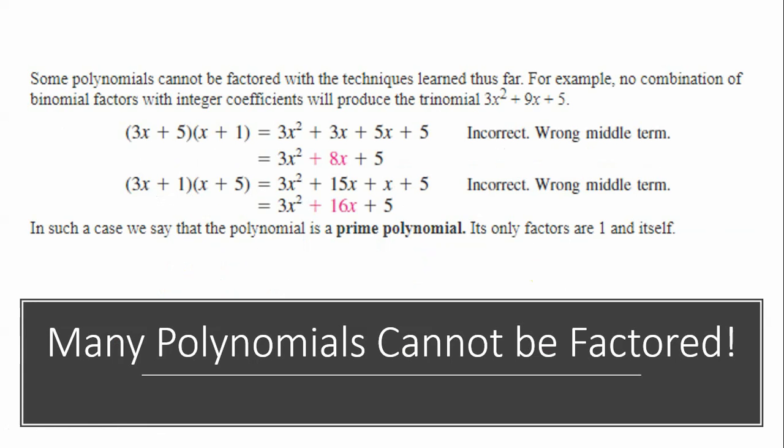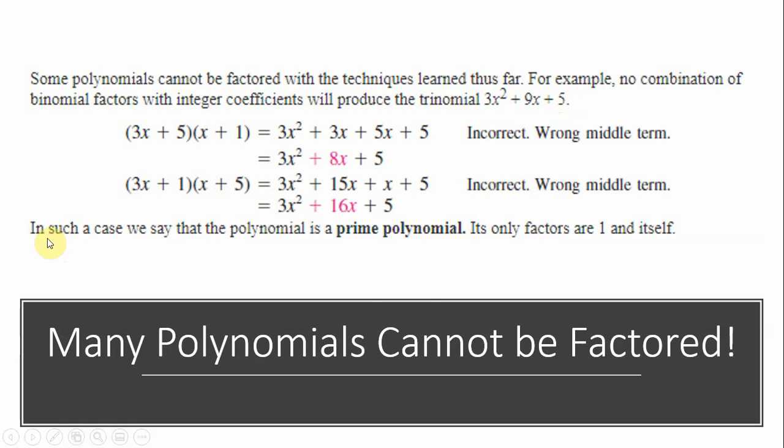So some polynomials cannot be factored with the techniques we've learned so far. For example, no combination of binomial factors with integer coefficients will produce this trinomial. I go through all of the things that I can try, and I just can't get them to add up. Factors here are only 5 and 1, and the 3x and the 5. If I try the various versions, I don't get it. This gives me 3x squared plus 8x. If I flip these, I get 3x squared plus 16x. Neither one of these gives me the 9x.